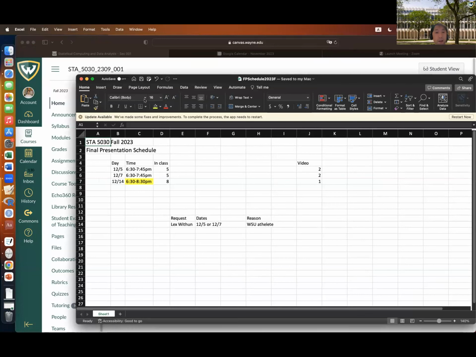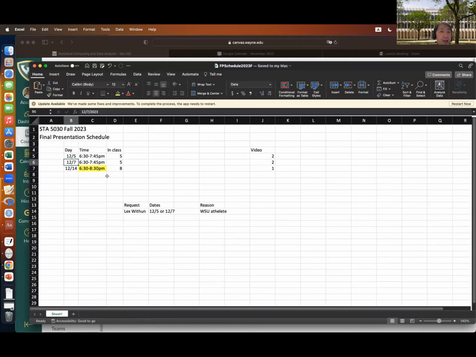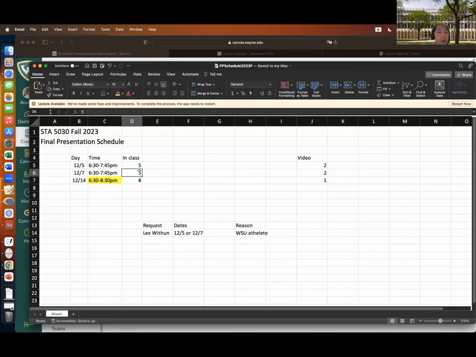Okay, so now I think you see the screen. First, we have 3 possible dates for presentation. On the last day, this is during the final exam period, 6:30 to 8:30, so we have a slightly longer lecture time. And we need maybe 5 presentations on December 5th and 7th, and maybe 8 presentations on the 14th.